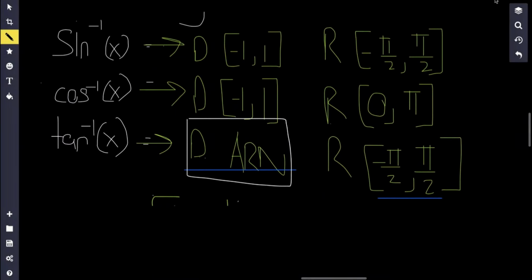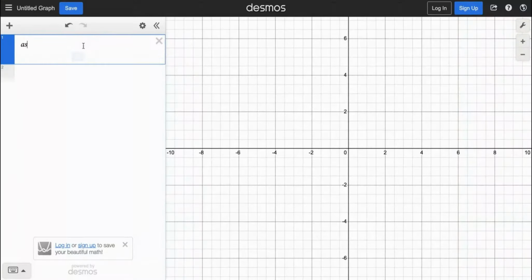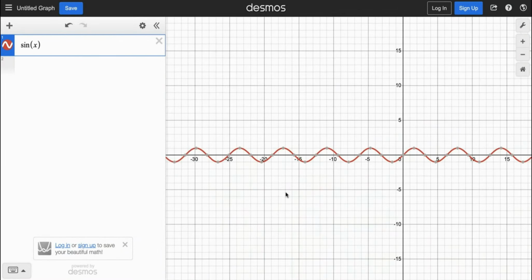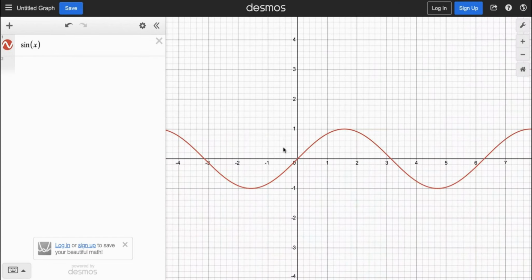All right, let's learn about inverse trig functions. So you might recall a normal function. The normal sine function looks something like this, right? Where the domain is all real numbers and the range is from -1 to 1.